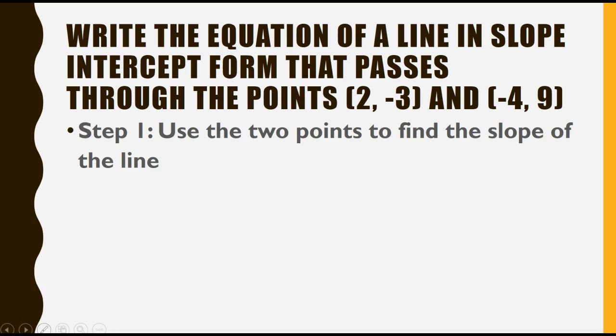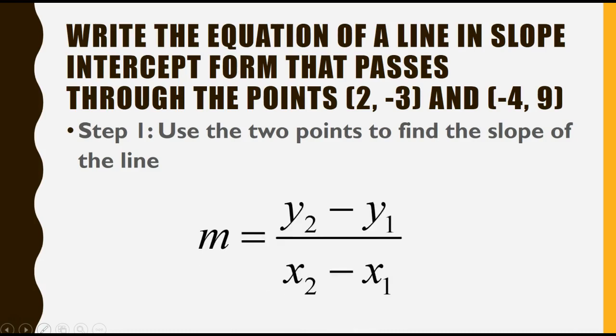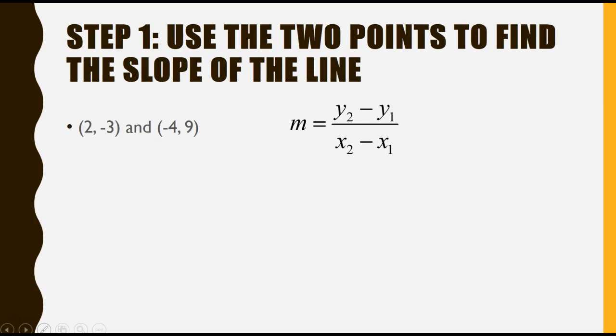We are going to use the 2 points to find the slope of the line. To do that, we need the calculate slope formula. So our 2 points and our calculate slope formula are y2 is 9, y1 is -3, x2 is -4, and our x1 is 2.